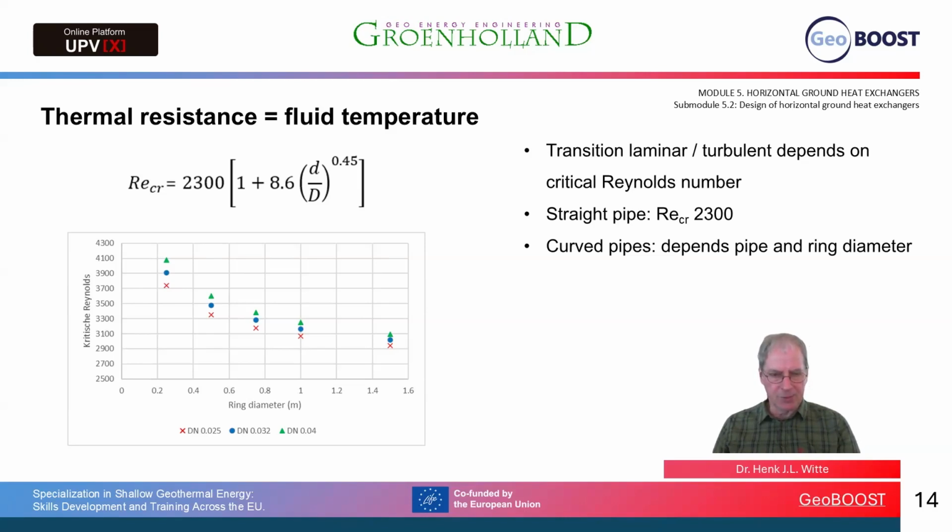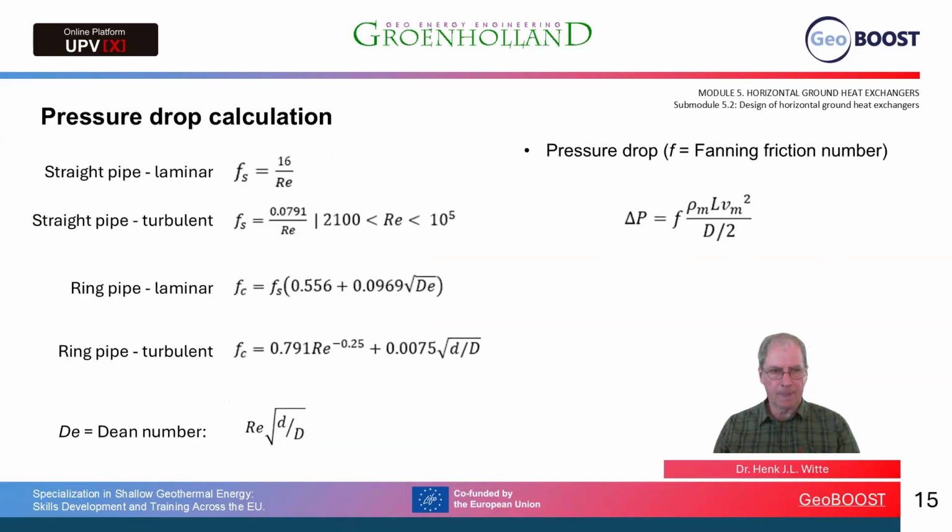Fortunately, the Nusselt number calculation is also different, so the effect of laminar flow for a ring type heat exchanger is smaller than for a straight line heat exchanger. Another important calculation is the pressure drop calculation. Again, the pressure drop depends on the pipe configuration and whether it is straight or whether it is a ring form, and it depends also on the laminar and turbulent flow conditions.